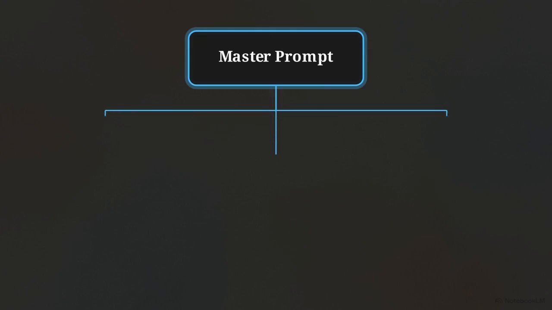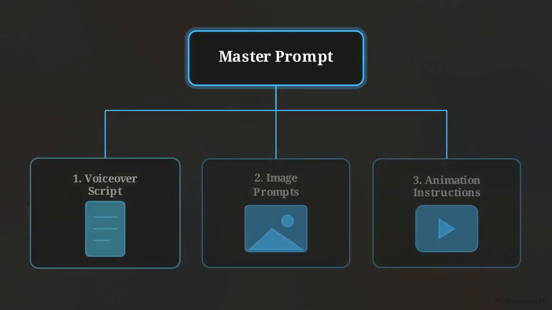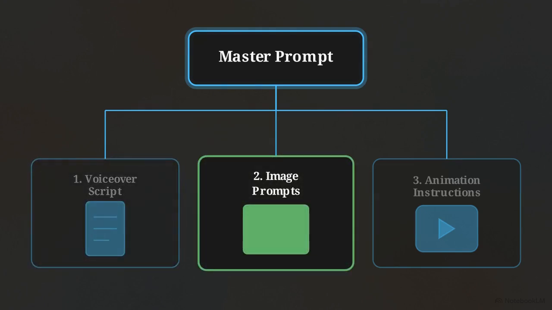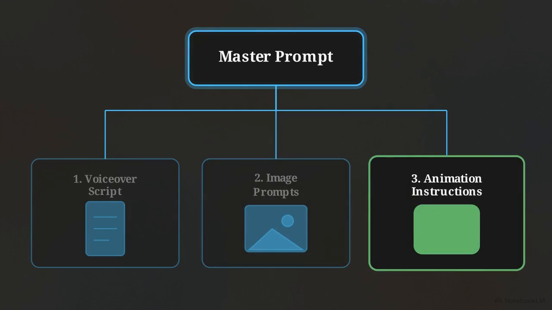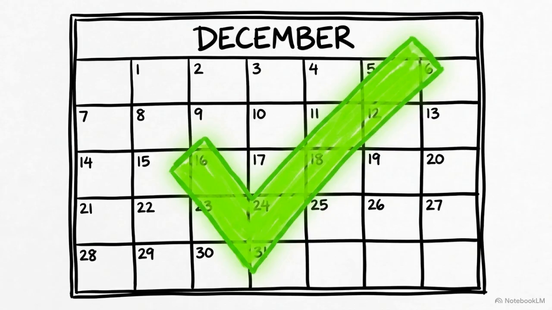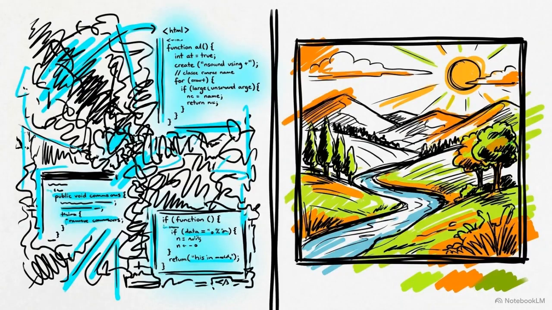A single input splits into 3 branches. Part 1 generates the voiceover script. Part 2 gives you text prompts for your static background images. Part 3 generates the specific instructions to animate those images later. Having this structured 3-part blueprint ready on day 1 means you never have to pause production to figure out what happens next. Now we move from text to visuals.